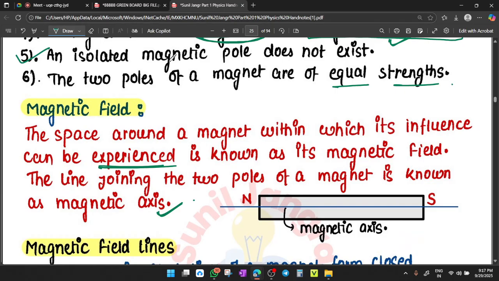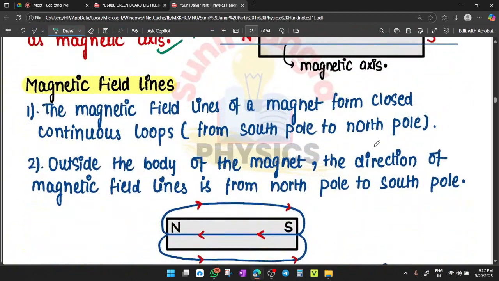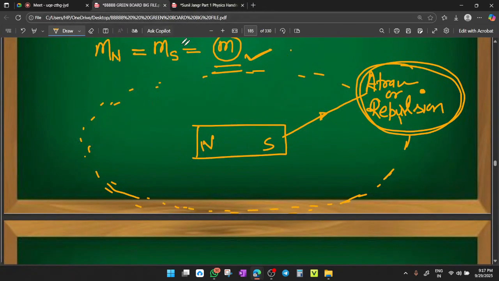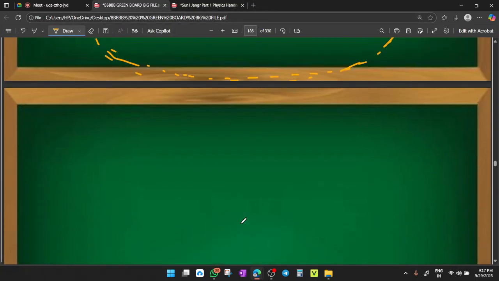So simple. Magnetic field lines, very important definition. Magnetic field lines. What are magnetic field lines? Yes, sure. Tell me, what are magnetic field lines?